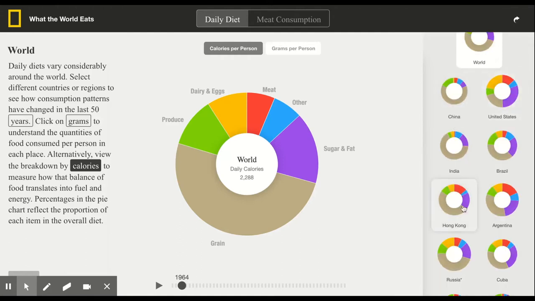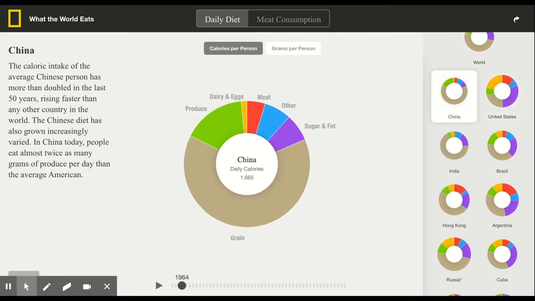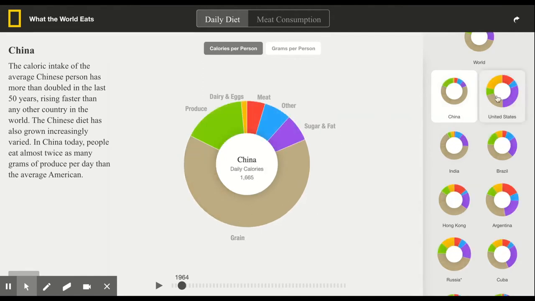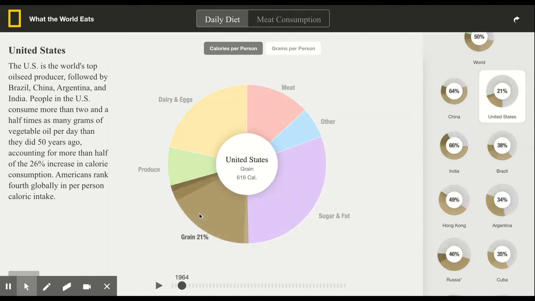We can see all these different charts here, and the size of the donut circle is going to represent the calories. So you can see already that looking at the United States versus China here, the United States consumes many more calories than China. And we can also look at the makeup of those calories. Here we see, again, China is 64% grain, whereas in the United States, grain makes up only 21% of the diet.